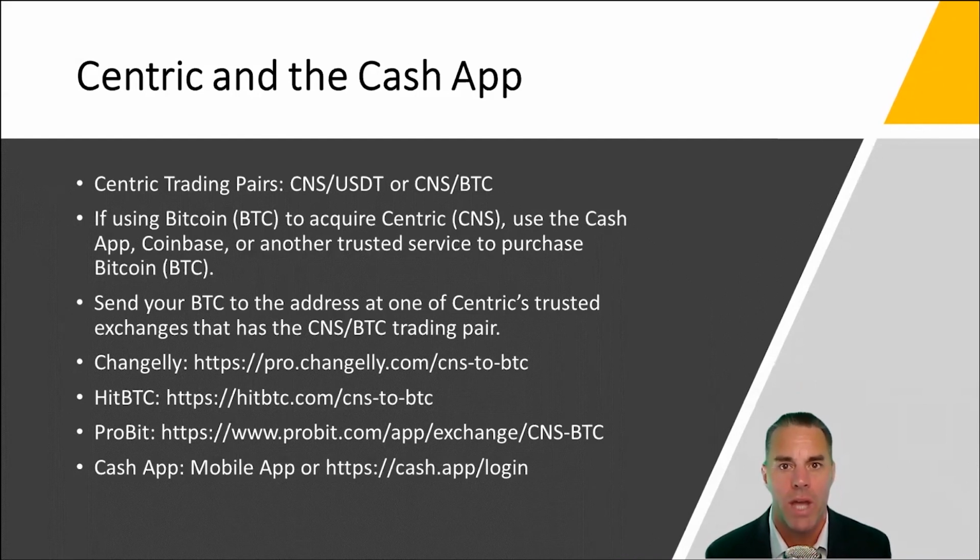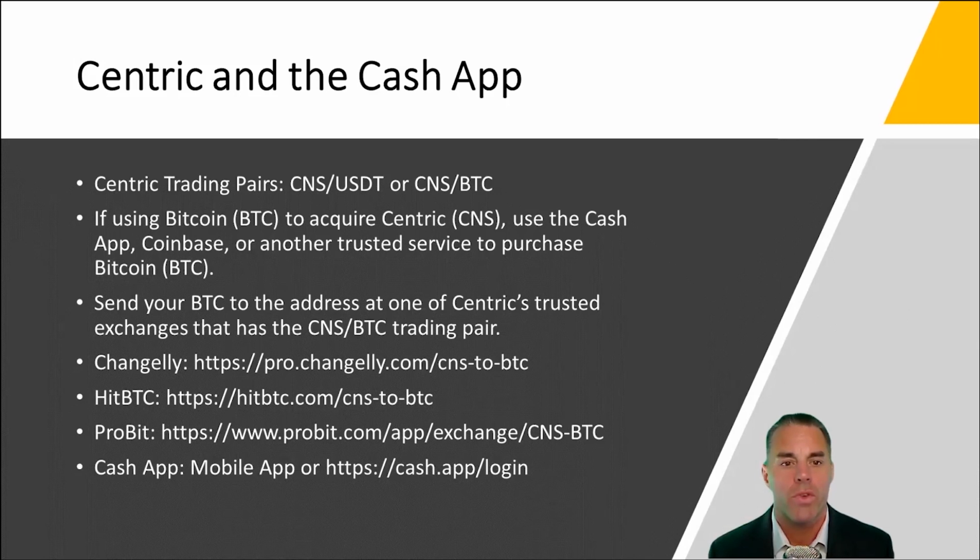I'm going to start with the Cash App. And you might be wondering to yourself, why is Joel talking about the Cash App? On the Cash App, you're actually able to buy Bitcoin. And why am I talking about Bitcoin? Because there's a trading pair on a few of our exchanges for Bitcoin. And what is a trading pair? Basically, you're using one crypto to get another. You're using Bitcoin, in this case, to get Centric.